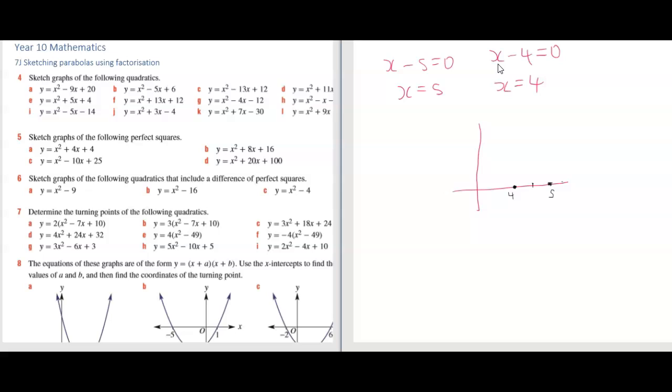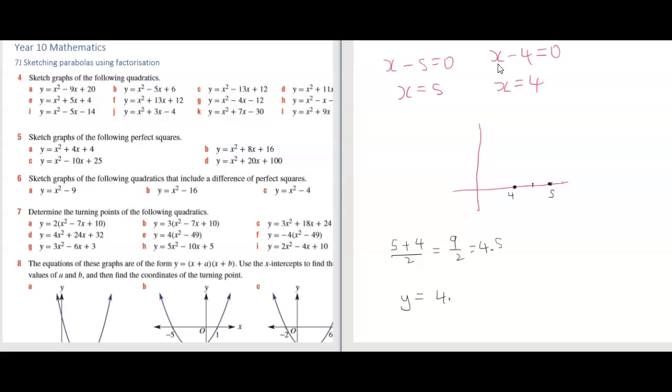But if you're unsure, you can just add your two x-intercepts together. So 5 plus 4 and divide it by 2. So 9 divided by 2 gives you 4.5. Sometimes it's easier to see what they are, and sometimes it's not. So the x-coordinate of your turning point is 4.5, but we need to find the y-coordinate.